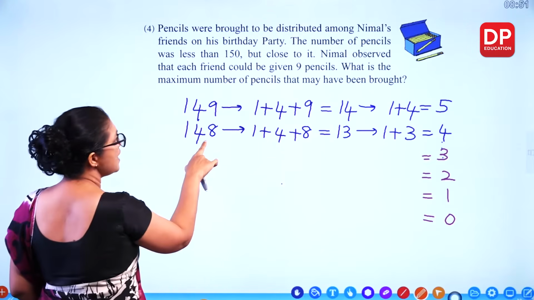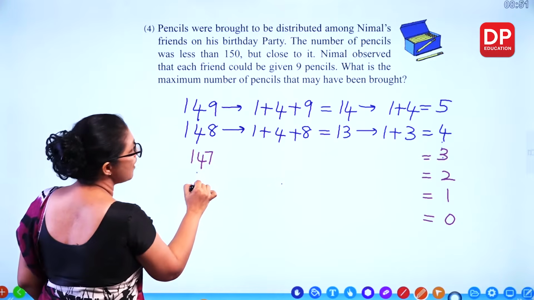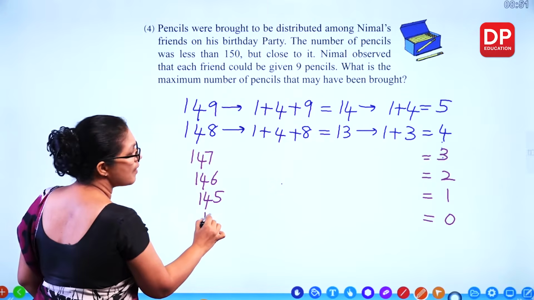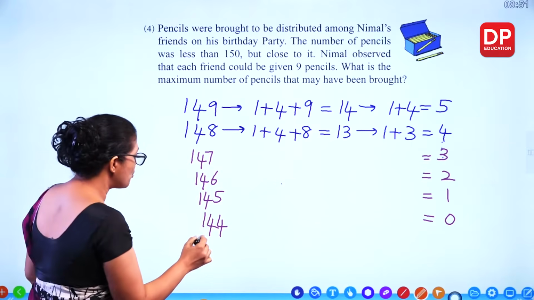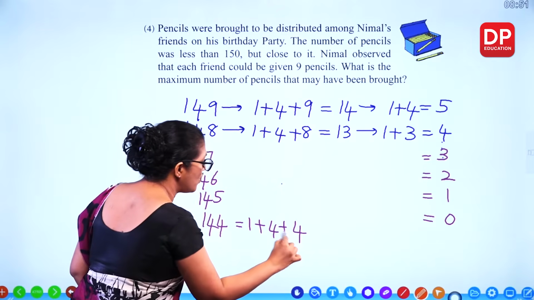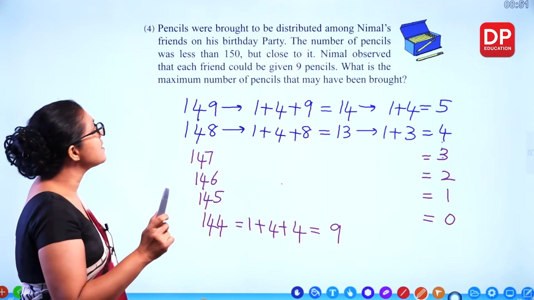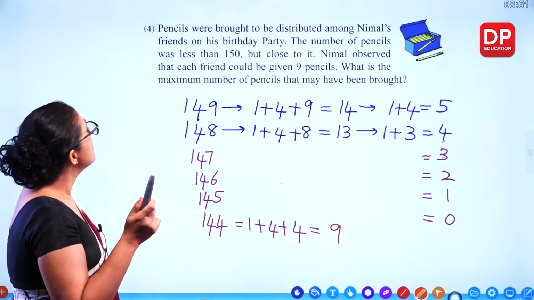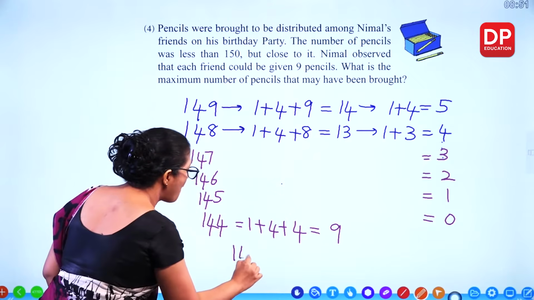So till you get this number, you have to find out. So 148 here. So this becomes 147, 146, 145 and 144. So we'll check 144. What's the digital root of 144? 1 plus 4 plus 4, you get 9. Digital root 9, and the number is less than 150. So what is the number? Number is 144 pencils.